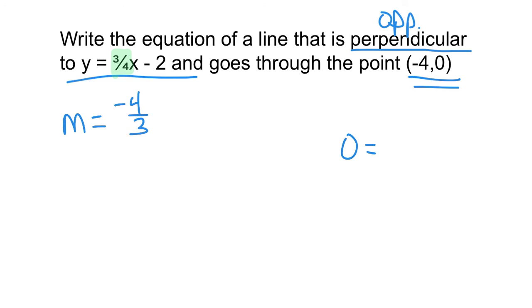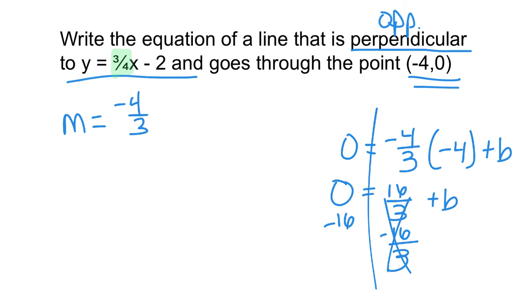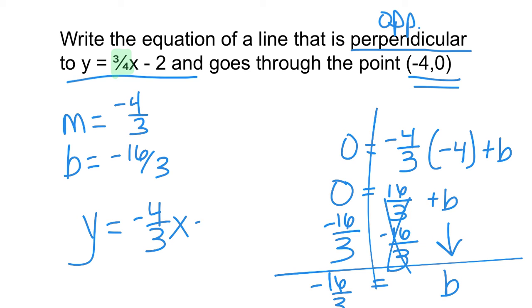So 0 equals -4/3 times -4 plus b. So multiply to get 16/3. I'm going to subtract 16/3. And so my b is -16/3. Which means my equation would look like that.